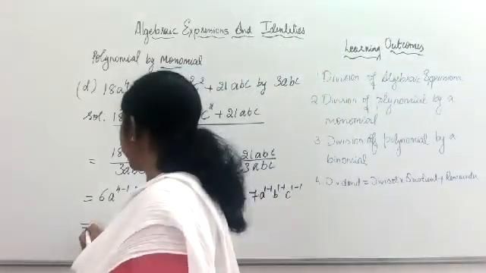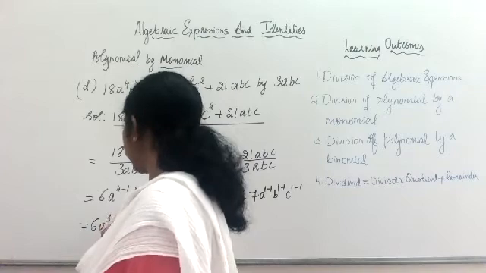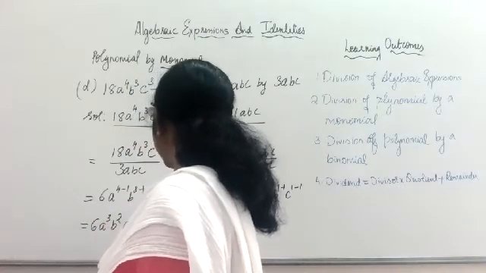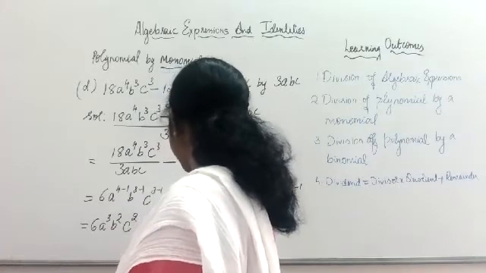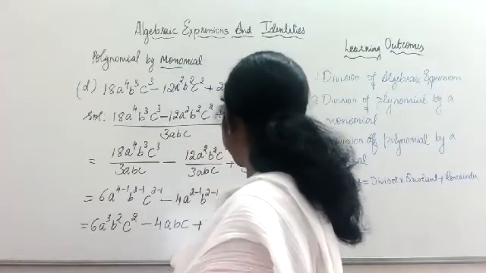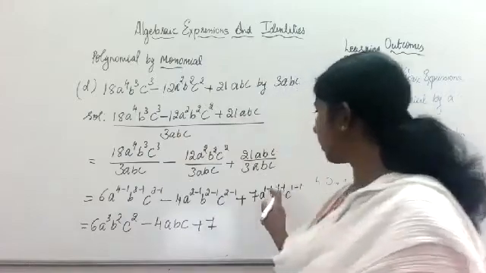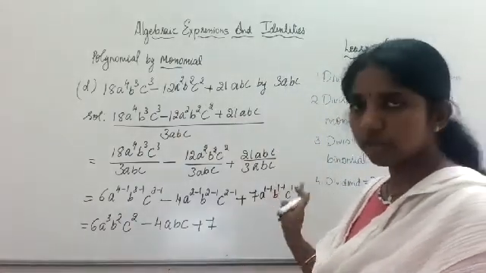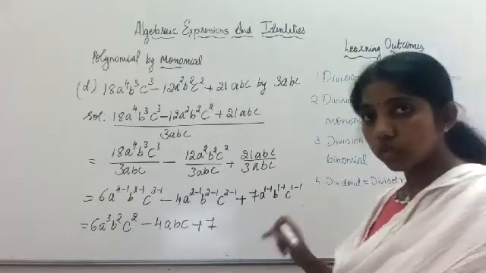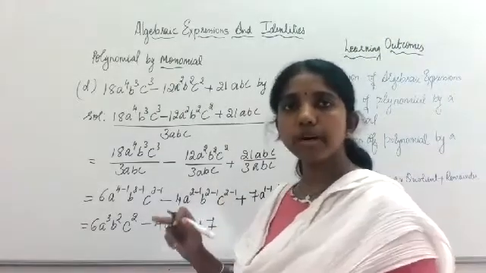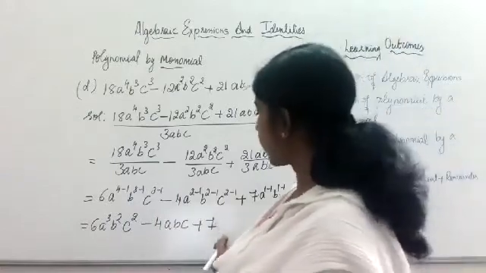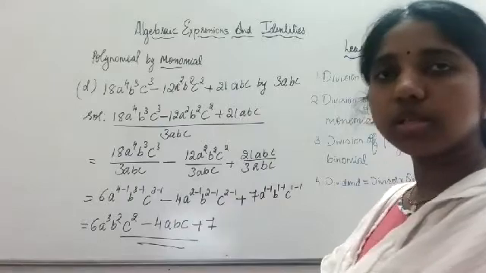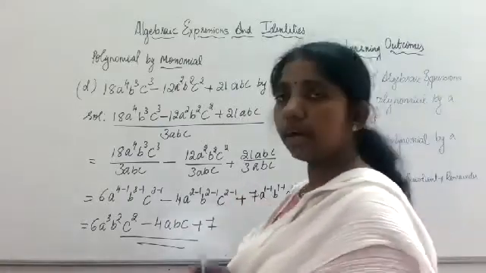So this will be 6a to the power 3, b to the power 2, c to the power 2 minus 4abc plus 7. Because a to the power 1 minus 1 is 0, b to the power 1 minus 1 is 0, c to the power 1 minus 1 is 0. So a to the power 0 is 1, b to the power 0 is 1, c to the power 0 is 1. So there is no need of writing that. You can directly write this as the answer. So this is how we divide a polynomial by a monomial.